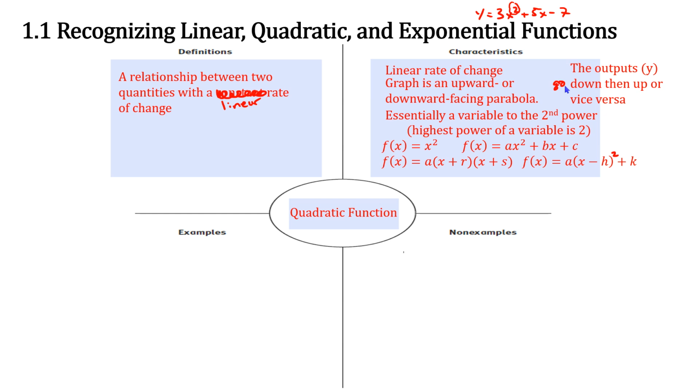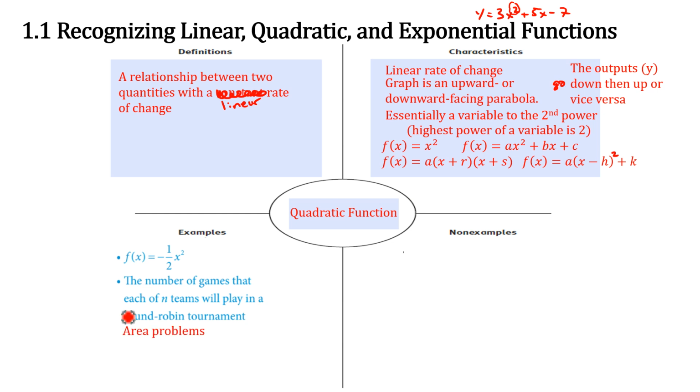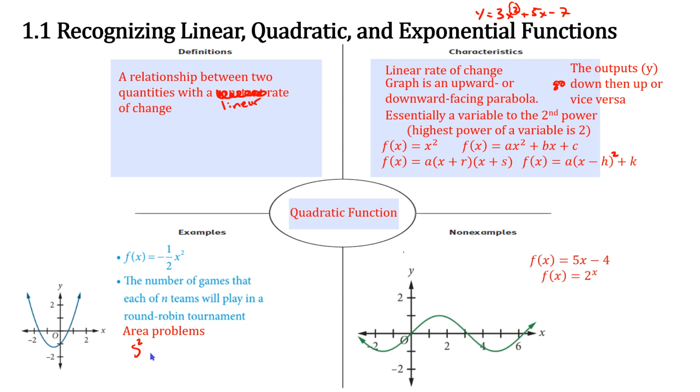Okay. So we've got some examples: the number of games each team of n teams will play in a round robin tournament. Area problems, because like we said, the area of a square is any side squared, so any area problem is going to be a quadratic. There's that. Here's where it's going to get a little funky. There's some bad examples.